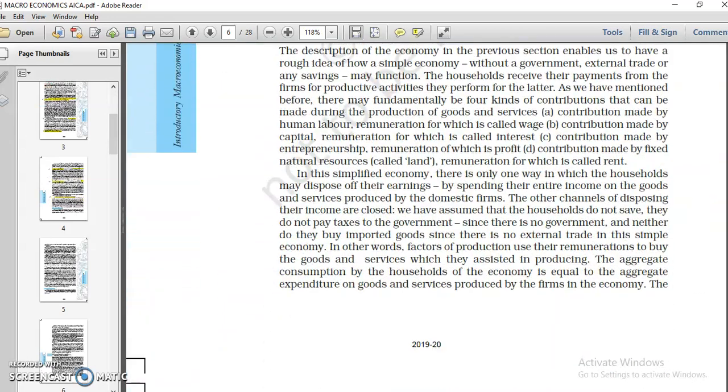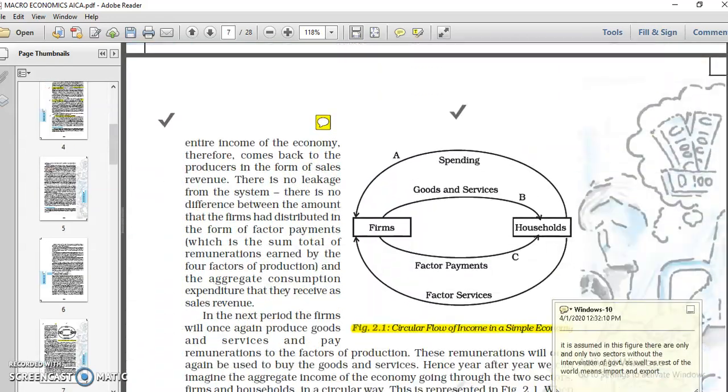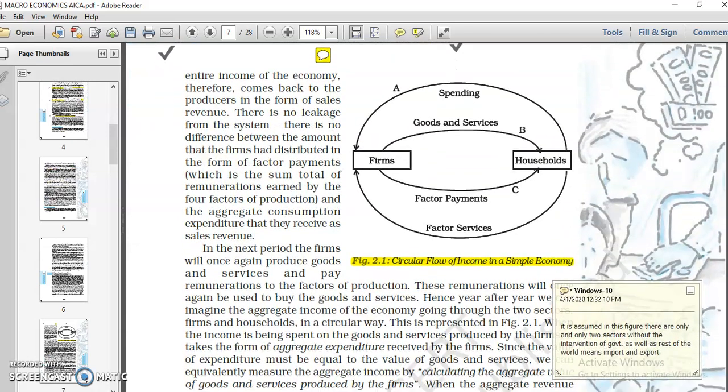This is an important topic, circular flow of income. Circular flow of income means, to understand the circular flow of income, we just take this example. It is assumed in the figure that there are only two sectors without the intervention of government as well as the rest of the world, means import and exports. It means to just understand what is circular flow, because your income is flowing.